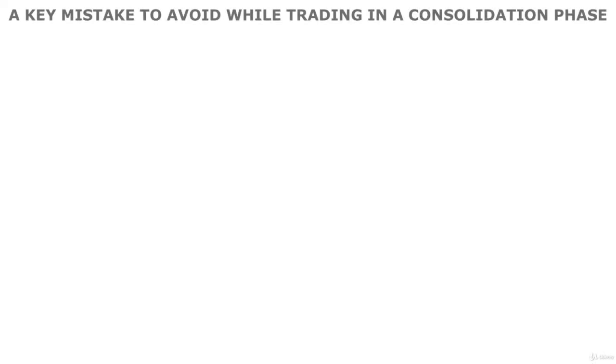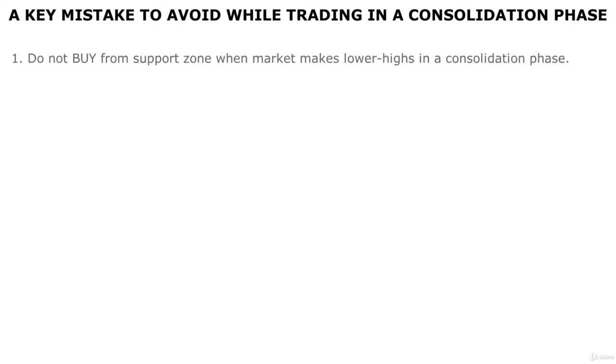Hello everyone to the second lecture in section 6 where I quickly want to go through a key error that support and resistance traders make while trading a breakout after a consolidation phase. It is very simple to understand, but it carries a significant importance in support and resistance trading during a sideways price activity. Therefore guys, you will never buy at support when market is making lower highs in a consolidation phase.